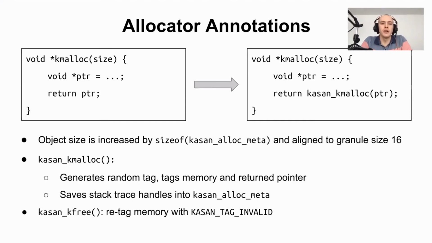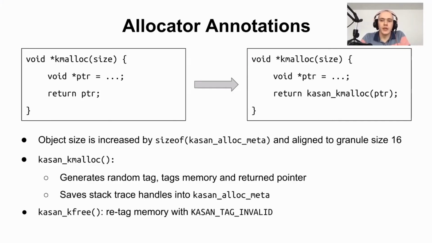So let's say we have a kmalloc. Kmalloc is a kernel function that actually allocates memory, one of them at least. And by default, it just returns a pointer. With tag-based KASAN, we actually have a call around the returned pointer, which is called here KASAN kmalloc. And that call is going to generate a random tag. It's going to tag the memory by setting the shadow memory. It's going to embed the generated tag into the top byte of the return pointer and return it. It also, of course, does other bookkeeping stuff like saving stack trace handles into the metadata and stuff like that.